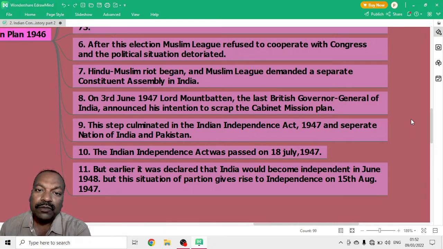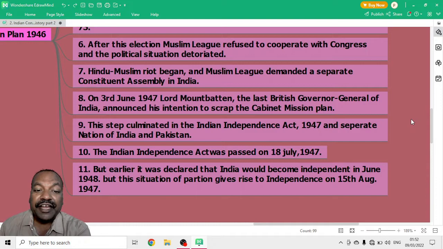Due to this demand, on 3rd June 1947, Lord Mountbatten, who was the last British Governor General of India, announced his intention to scrap the Cabinet Mission Plan. This step culminated in the Indian Independence Act 1947, and a separate nation of India and Pakistan was created.